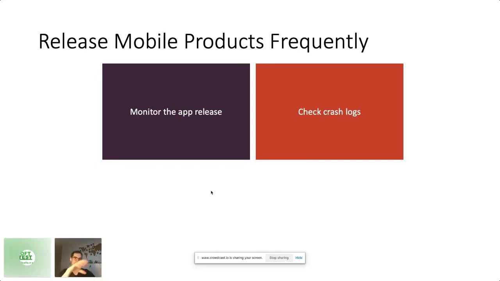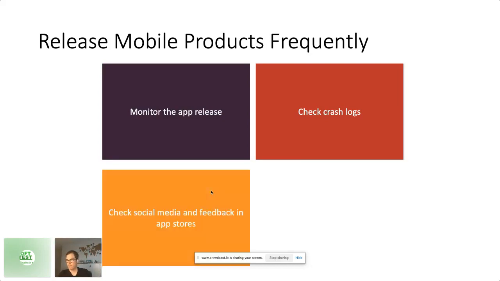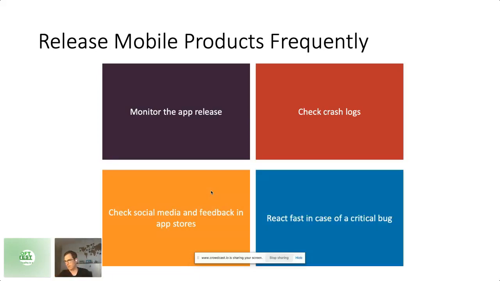And you can put some monitors, dashboards in your team space or in a digital space to watch out for, or send notifications in case something is crashing. That's important. You should also check social media and feedback in the app stores, as I said earlier. Monitor this as well, because first of all, you get some valuable feedback from your customers. And second of all, you can maybe react in case something really bad is happening that all the other systems haven't found yet. You can react fast, and then maybe you can ship a hotfix release.